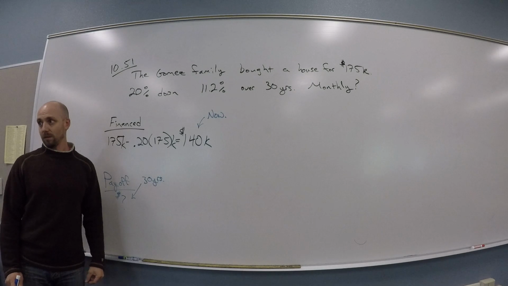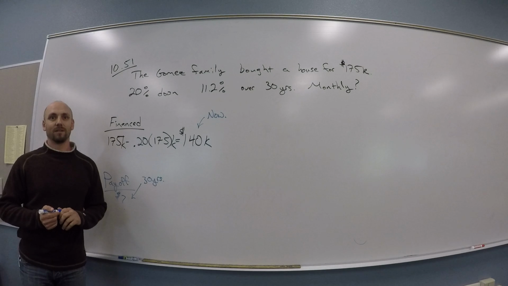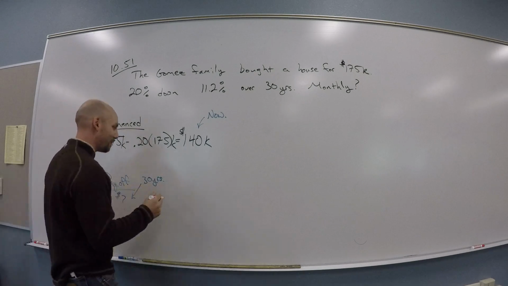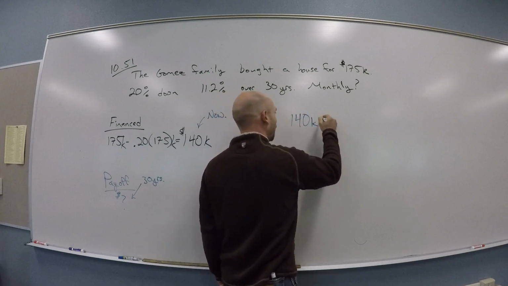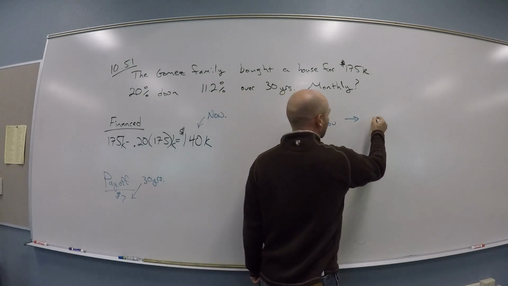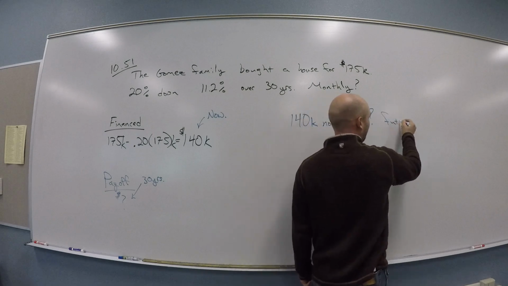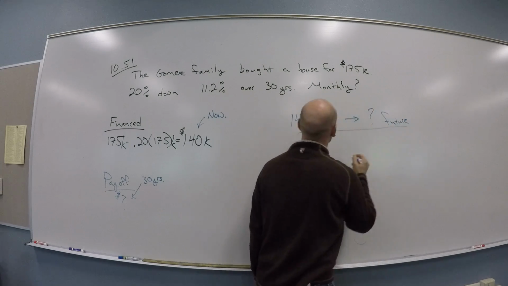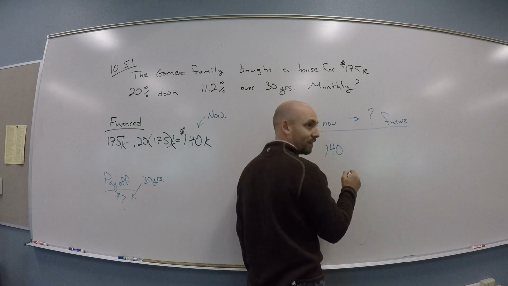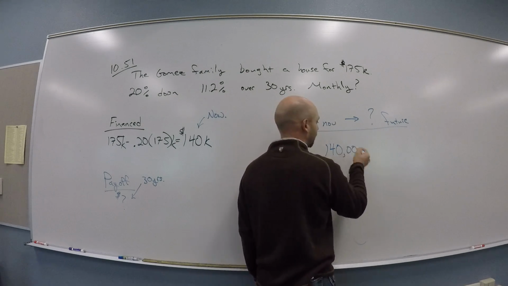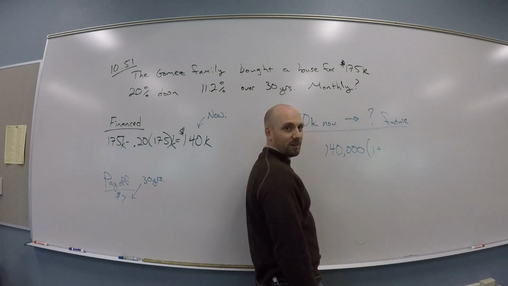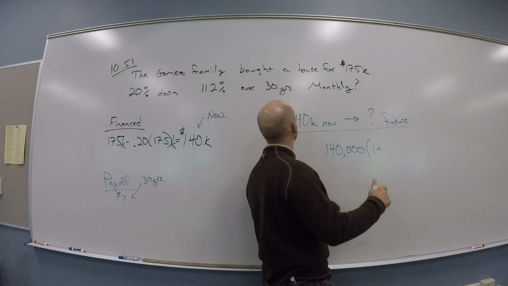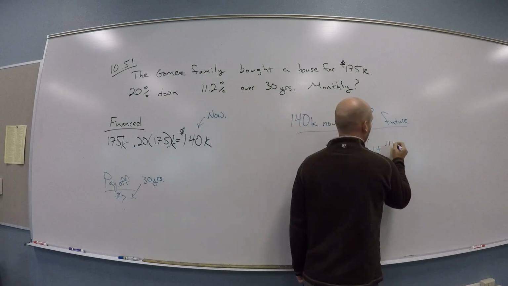How do you get there? Well, you multiply that by 1 plus. Okay, right. I'm down with that. 140K now turns into something in the future. This is what I'm trying to figure out. So I take the $140,000, and I need to multiply by 1 plus what's your interest rate? 0.112.